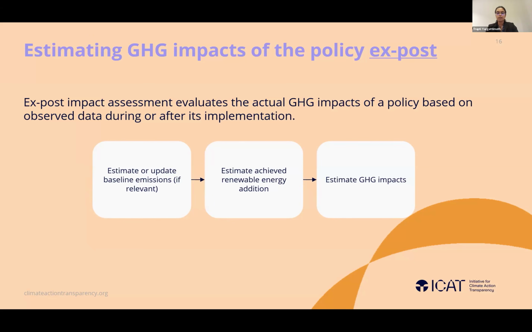This will allow us to see how the policy has been performing, whether or not it was performing as expected. If the achieved renewable energy additions are higher than the projections in the ex-ante assessment, this could indicate that the policy was performing well. And it could also be potentially because of some complementary or supporting policies. On the other hand, if the deployment has been slow or lower than expected, it could indicate that the policy has been less effective than anticipated, or that other factors or policies have limited its impact.